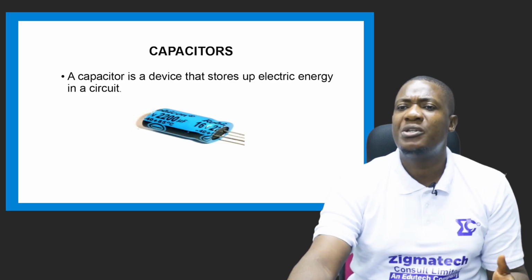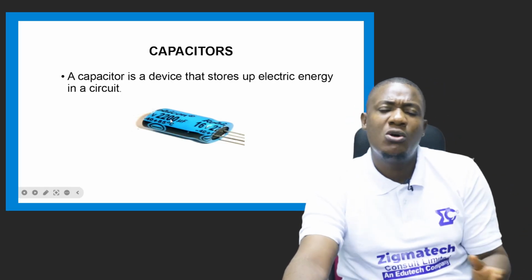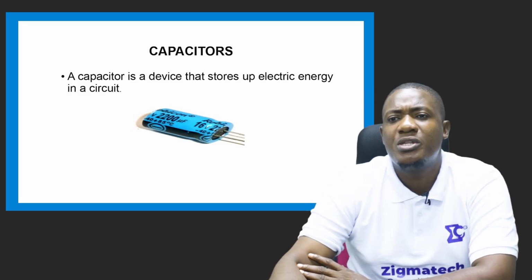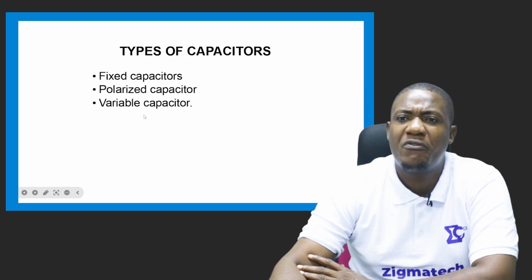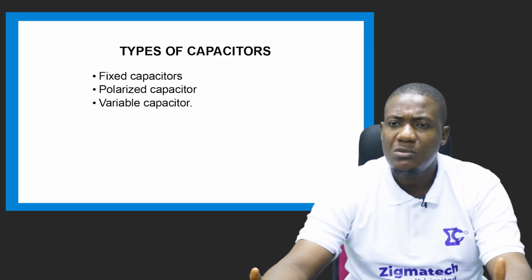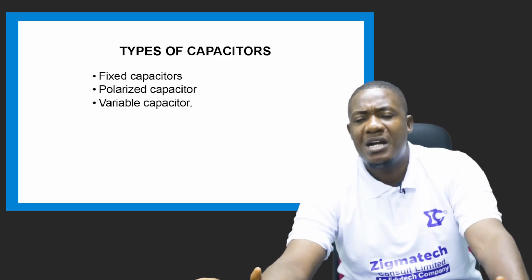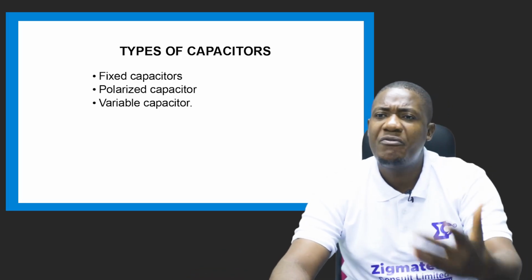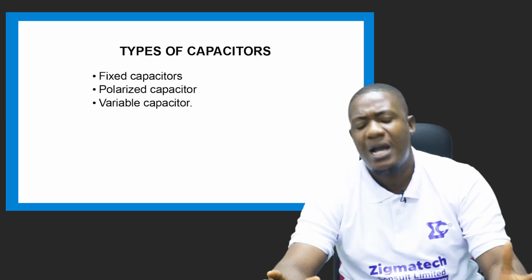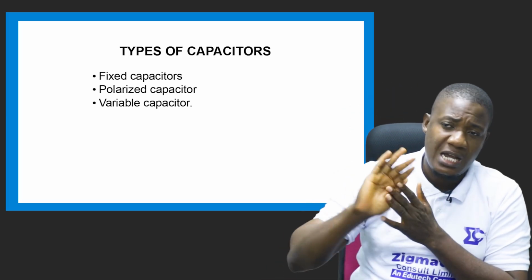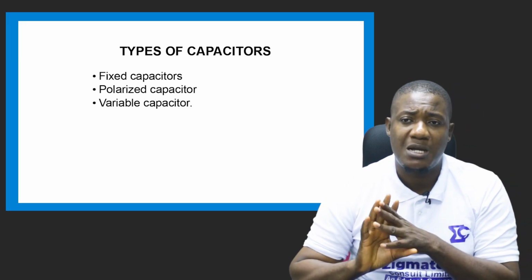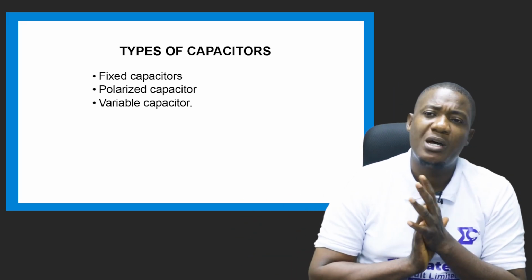Okay. Now, the ability of a capacitor to store electric charges is what we call the capacitance of the capacitor. It's measured in farads. We have different types of capacitors. We have the fixed capacitors. They have fixed values of capacitance. We have the polarized capacitor.